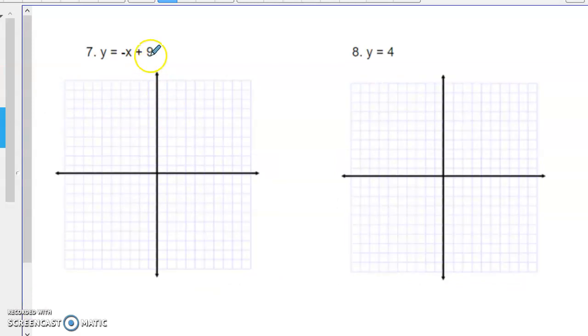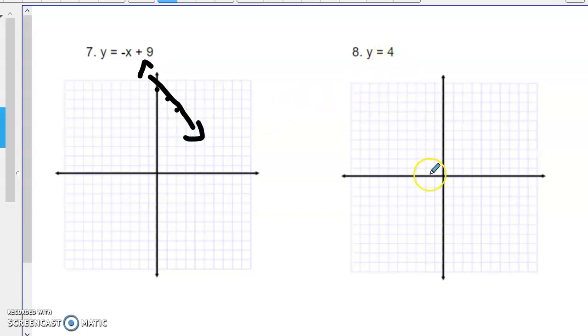Number 7 has a y-intercept here of 9, so that's my first point. Now it looks like it doesn't have a slope, but actually the number that's here that's not written there would be a 1. So it has a slope of -1. What that means is -1 over 1. So I go down 1 over 1 because the -1 means I go down and then over 1. Down 1 over 1. So there would be the graph for that line.